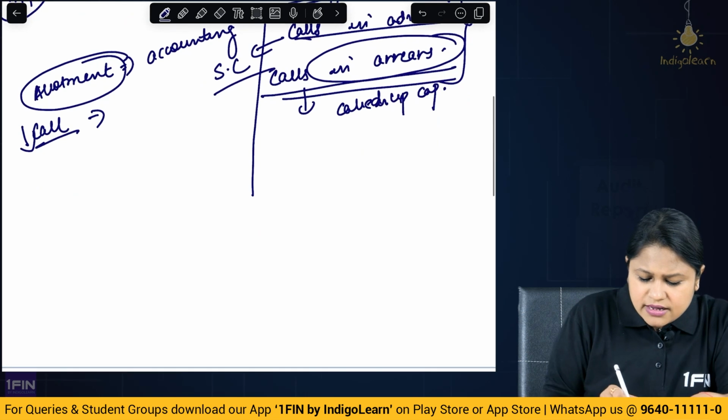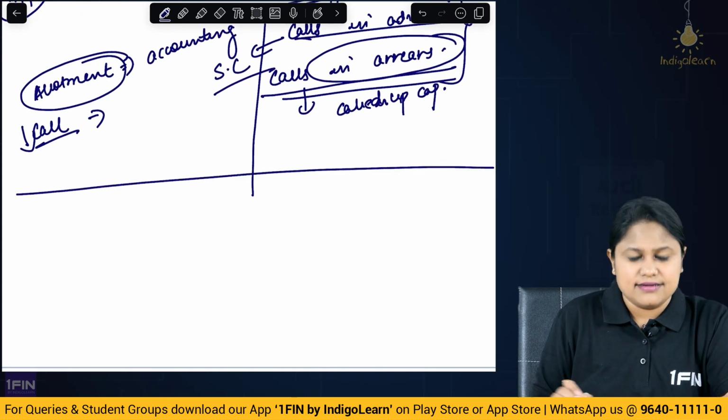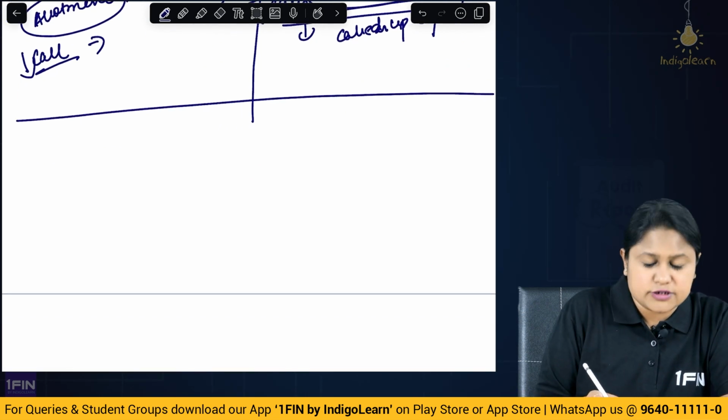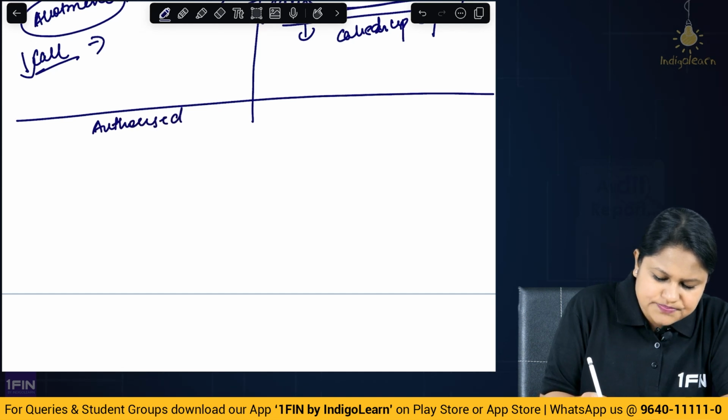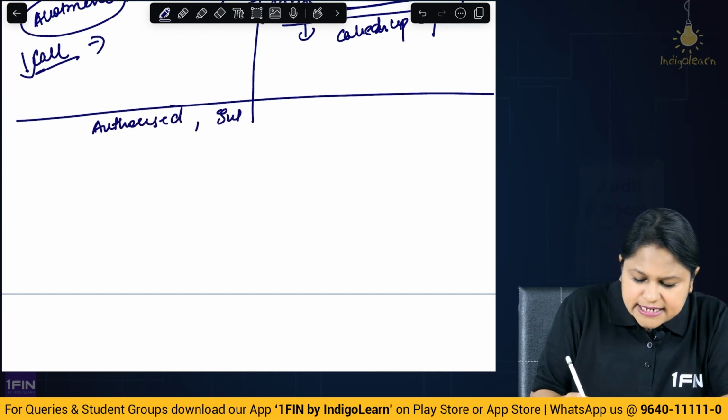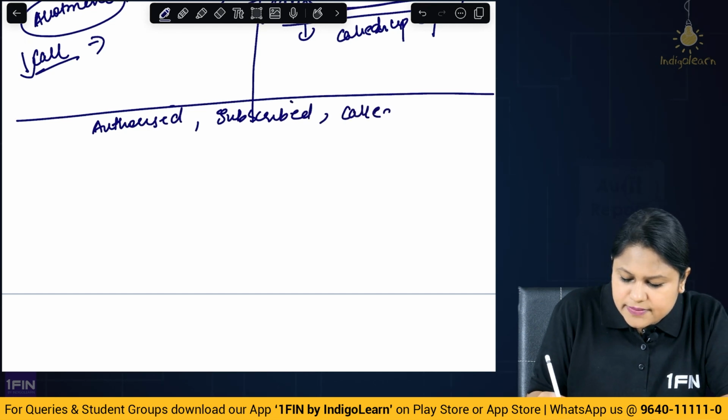Clear? Then after that, you also have to understand that there are different types of capital in the company, which are authorized capital. These are called classifications. Then you have subscribed capital, called up capital, and then you have paid up capital.